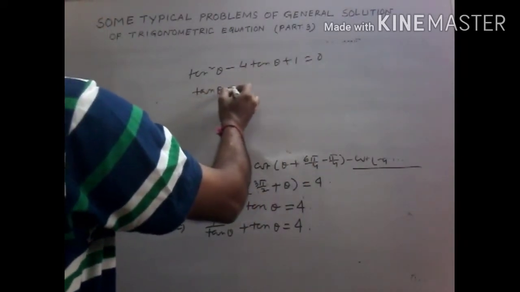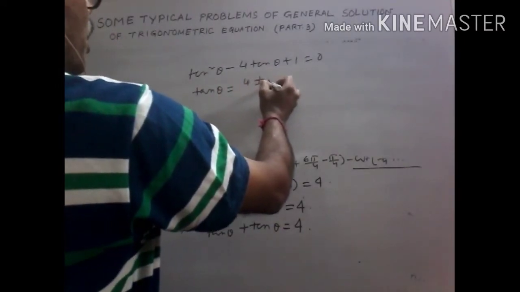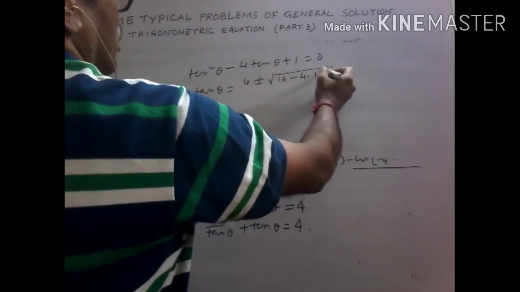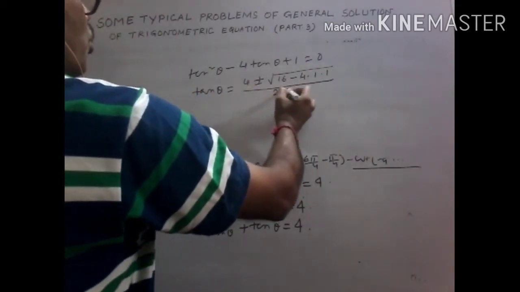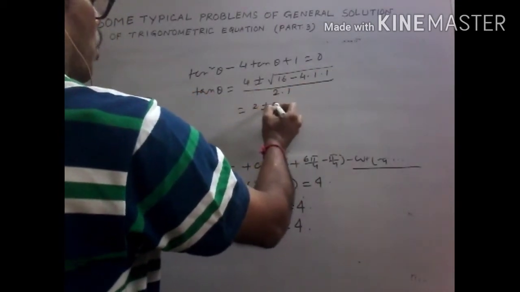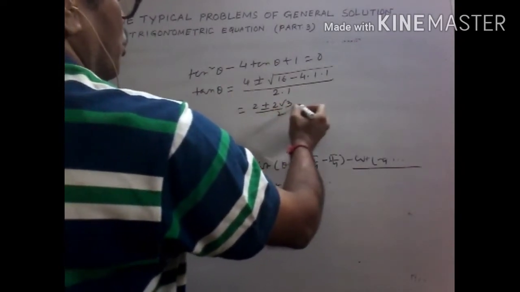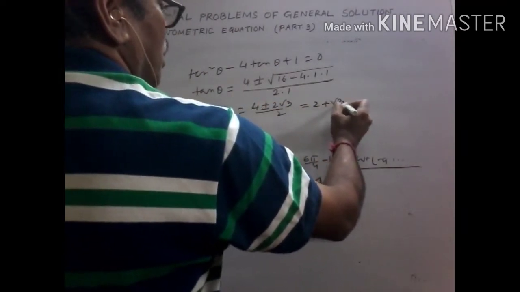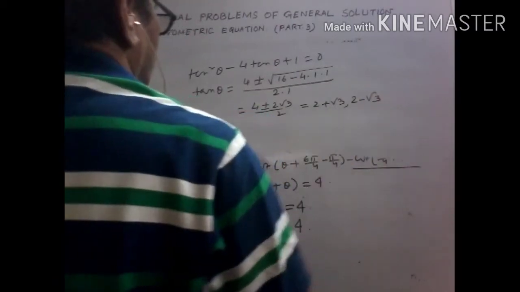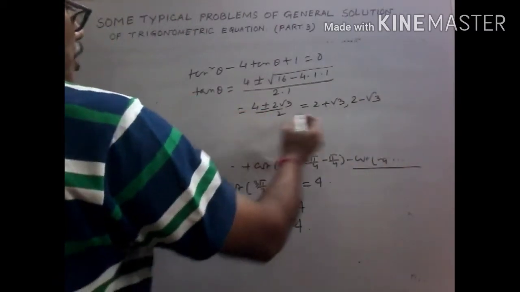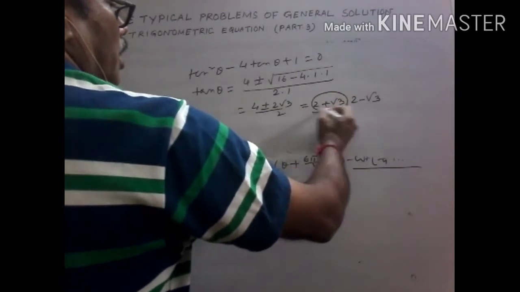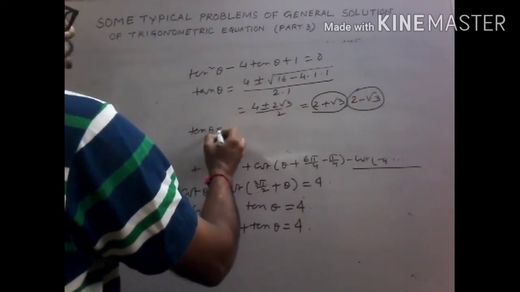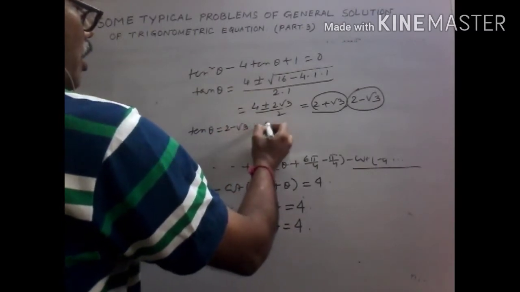So tan θ equals (4 ± √(16 − 4·1·1))/(2·1), so (2 ± 2√3)/2... that is 2 + √3 and 2 − √3. So tan θ equals 2 − √3, which is tan 15 degrees.